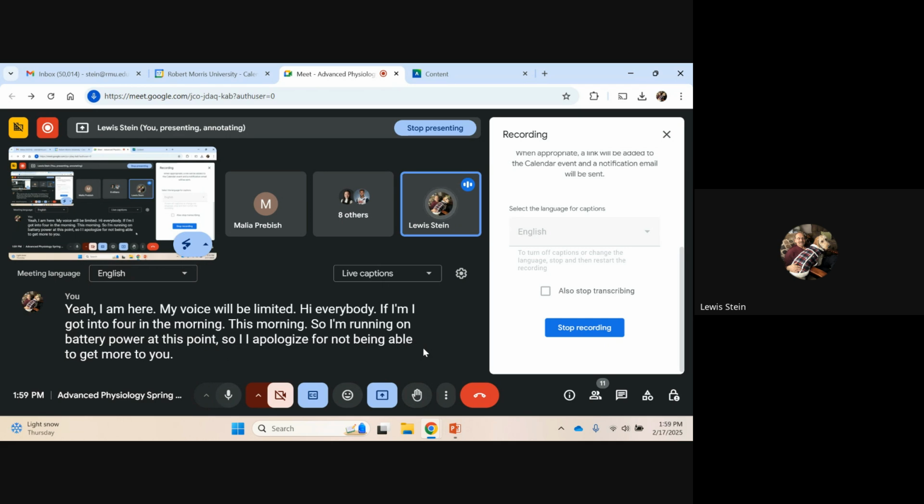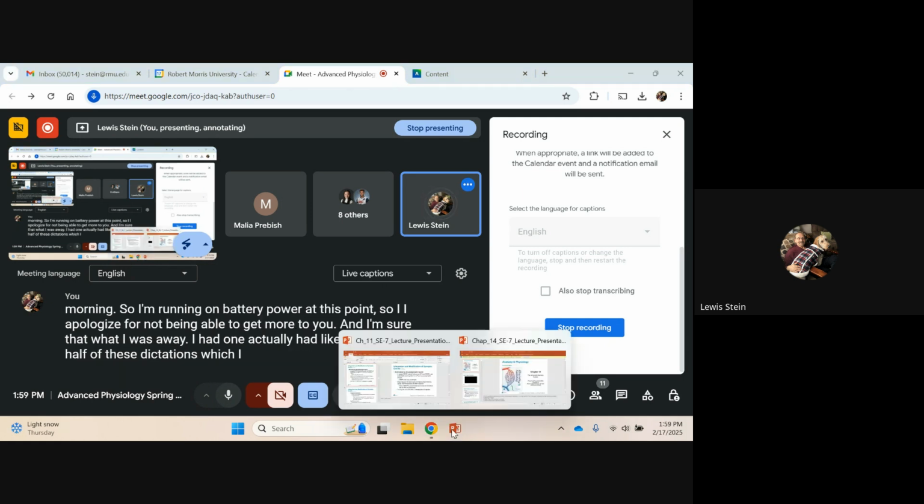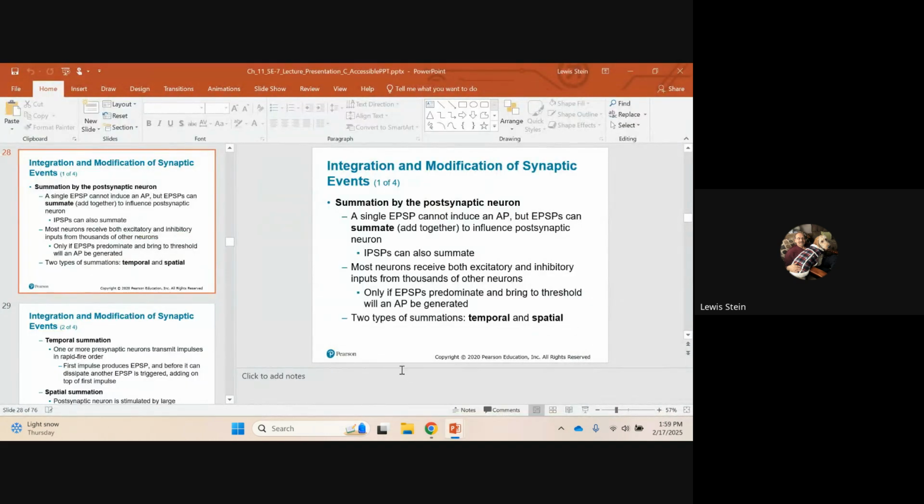And I'm sure that when I was away, I actually had like one and a half of these dictations, which I call them, to do. And they were regarding this. I had done the one which was 11B, and I had started this one which is 11C. This first part, I'll go back quickly to show you what's going on.